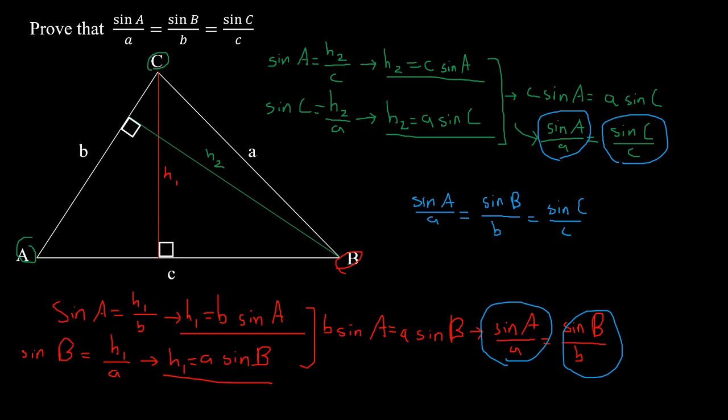And note that you can also write this, basically you can flip the numerators and denominators. You can also get that a over sine A equals b over sine B, which is also equal to c over sine C. And that's pretty much everything for proving the law of sines.